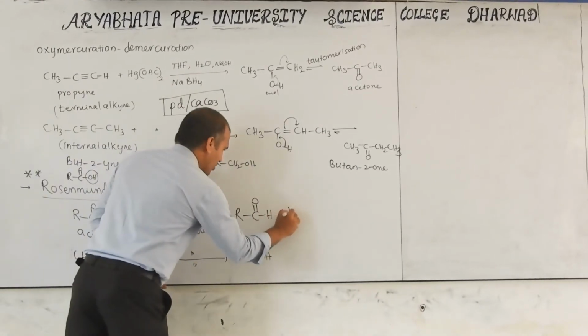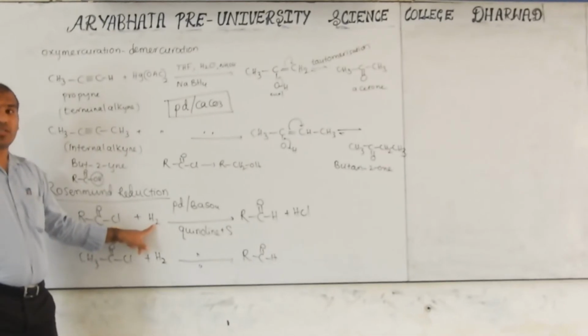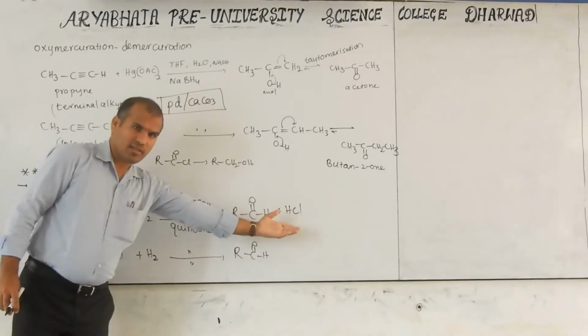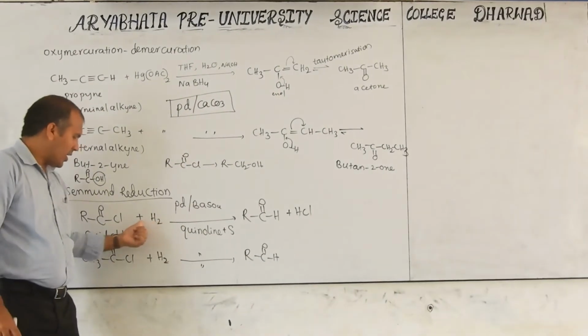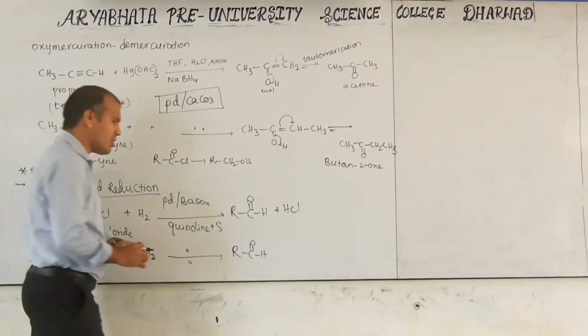Both convert which one? HCl. How many hydrogens are there? Two. One is with the HCl, another one is the H added here. Cl out, H in. Same thing here also you get.